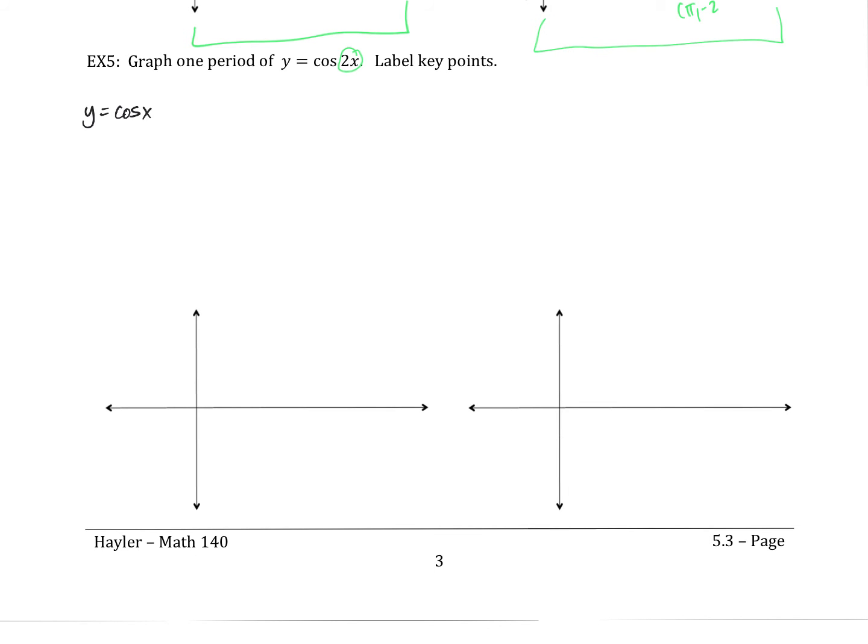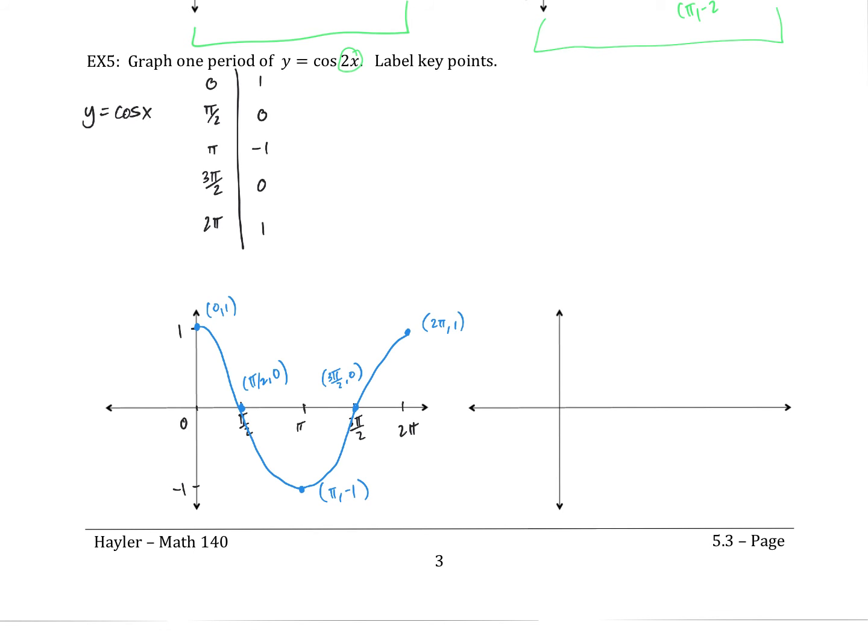So once again, the parent function is y equals cosine of x. Alright, so I went ahead and graphed the original parent function of y equals cosine of x. It has the period of 0 to 2 pi, and it's between 1 and negative 1. Now we have a 2 inside there with the x. So what does that mean? Well, this is going to be a period change. We'll go ahead and introduce it in a second, but this is a period change.